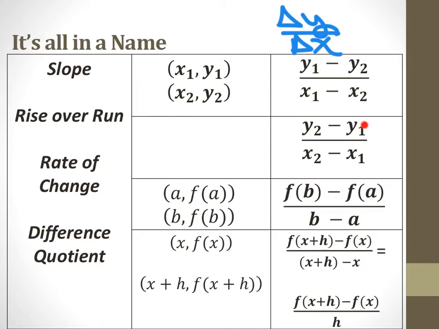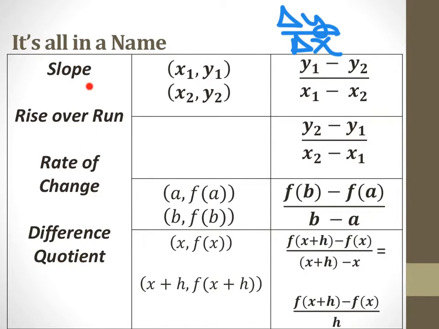We know that we can switch the order of each of the numerator and denominator, the difference in y's over the difference in x's, to be this instead. And if we use the same ordered pairs, just use the different order, you get the exact same number. You should try that with some numbers. We've called it rate of change, and now we're going to call it the difference quotient.